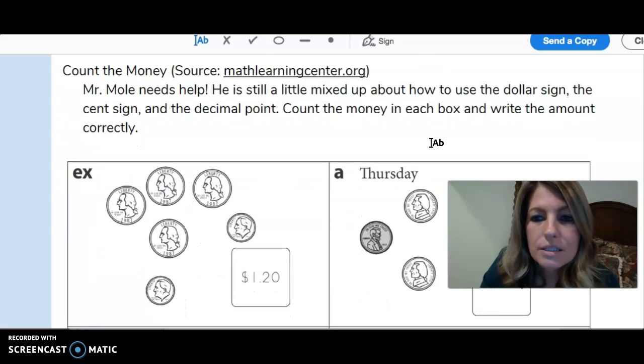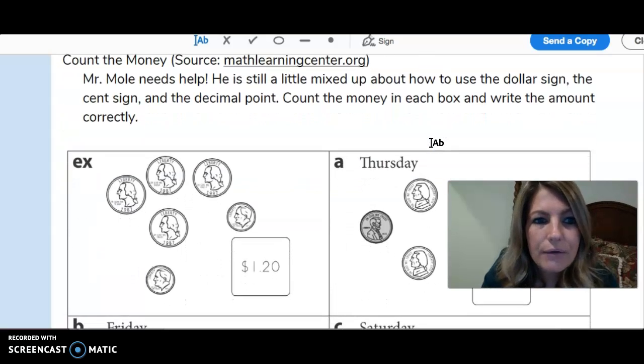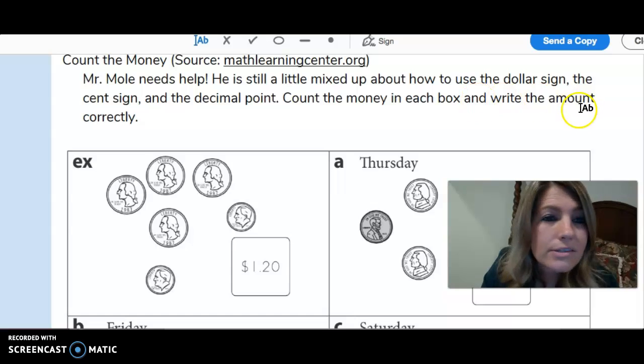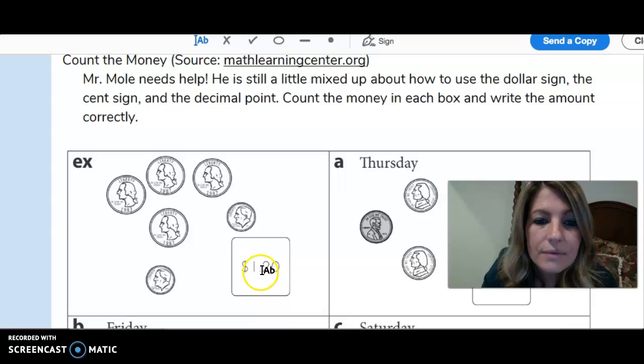Next couple problems have to do with counting coins. Mr. Mole needs help. He is still a little mixed up about how to use a dollar sign, a cent sign, and the decimal point. That's the little dot that we see right here. Count the money in each box and write the amount correctly.